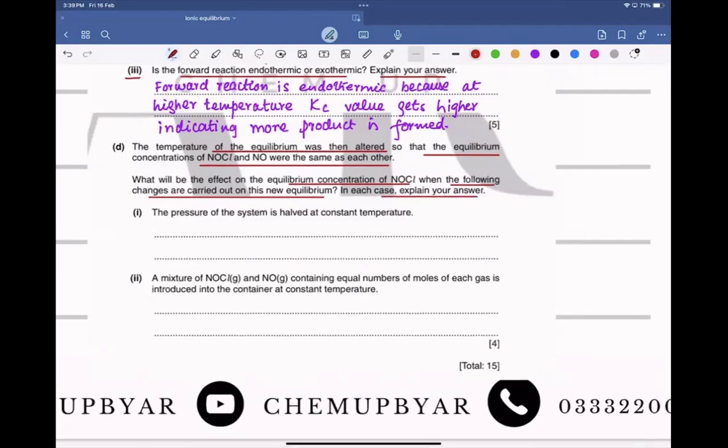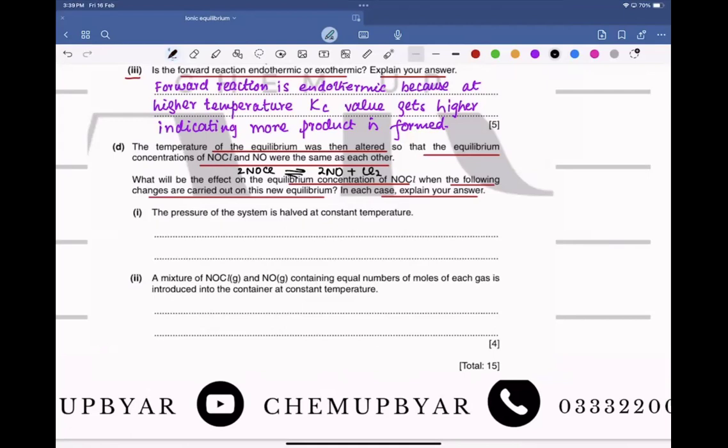Okay, so let me write the equation over here. The equation was 2NOCl from 2 moles of NO plus Cl2. Okay, now the pressure of the system is halved. They have decreased the pressure. So what happens when the pressure is decreased?